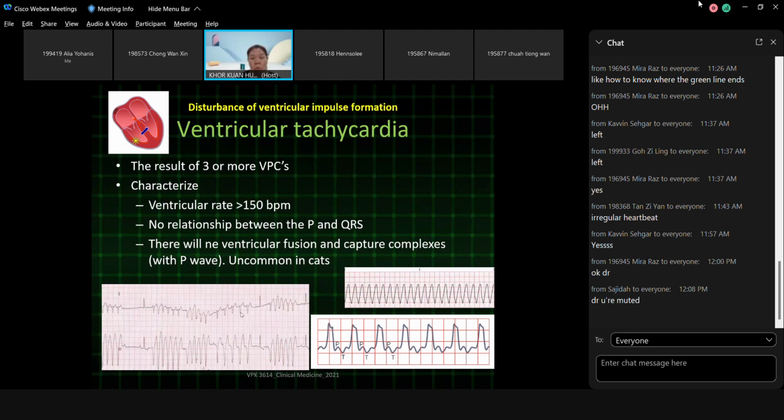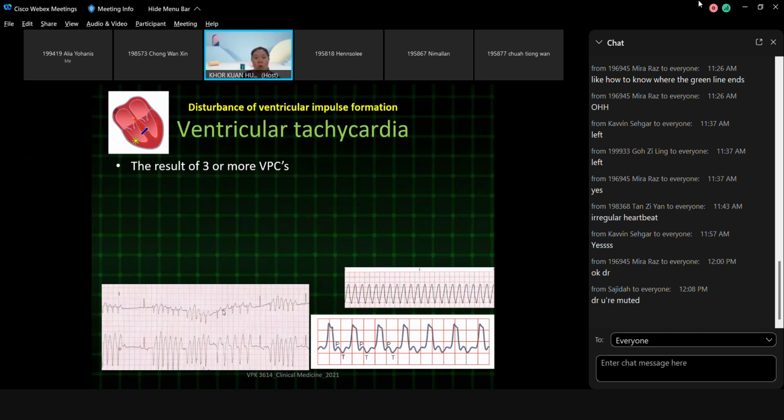Is there a P for every QRS? There's one over here. Is there a P for every QRS? There's no P. Okay, the QRS is just going crazy. There will sometimes be fusion, ventricular fusion, and you can capture the complexes with the P wave, meaning the P wave is actually in between all these already. It's not dominant, that's why it's not showing the P wave. Okay, it's fused already. Now, this ECG trace is actually not uncommon in cats. So what it means is you can see them in dogs more often.